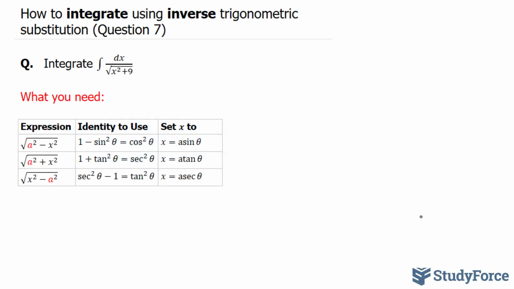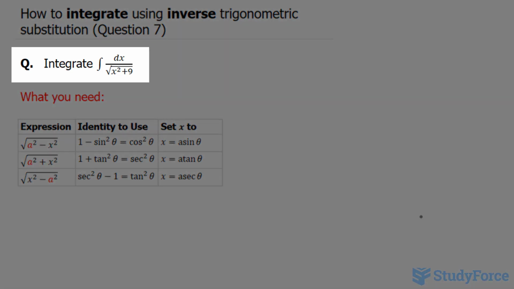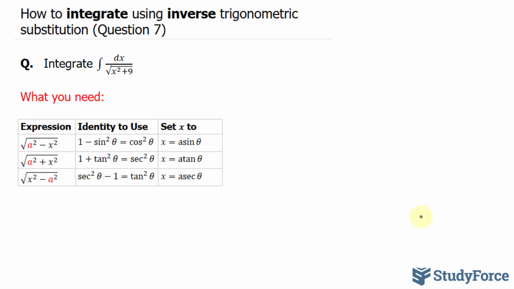In question 7 of the series, we're asked to integrate the function dx over the square root of x squared plus 9. To do this, we'll need to match the bottom expression with one of these expressions. And you'll notice that the square root of x squared plus 9 matches this one, where our constant 9 matches the a squared. And given that this a is being squared, that means our a value would be 3.